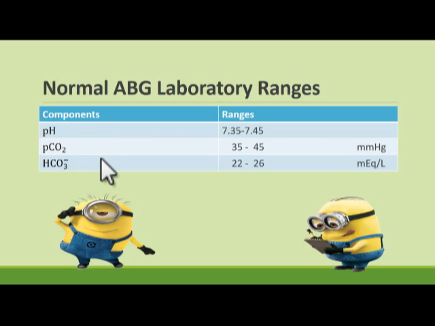The normal pH range in the bloodstream is 7.35 to 7.45. The normal range of PCO2 is 35 to 45 millimeters of mercury. Can you see that these are pretty much the same numbers? 35, 45, 35, 45. And the normal range of HCO3 is 22 to 26 milliequivalents per liter. Do you think you've got some idea about ABG tests?